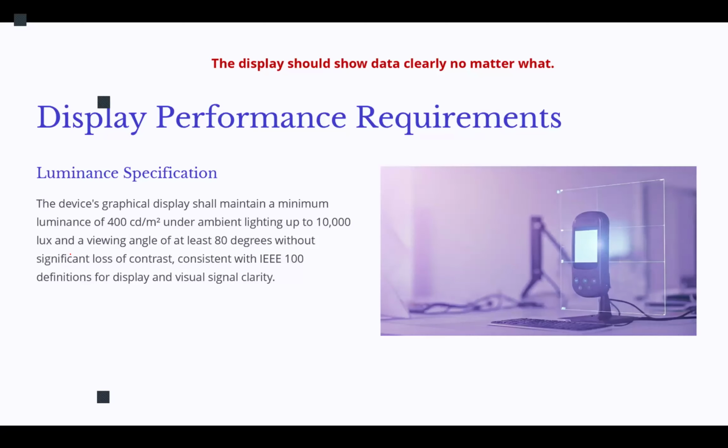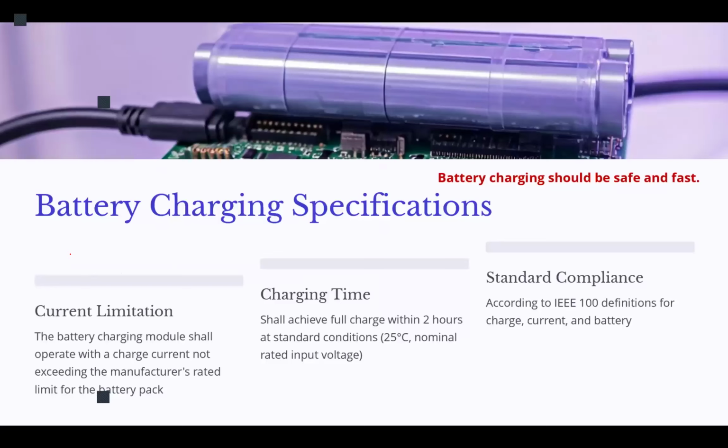Next one, you might have heard that a lot. Battery charging should be safe and fast. Now, when you say safe and fast, what does that mean? First of all, the battery charging module shall operate with a charge current not exceeding the manufacturer's rated limit of the battery pack. That means safe.